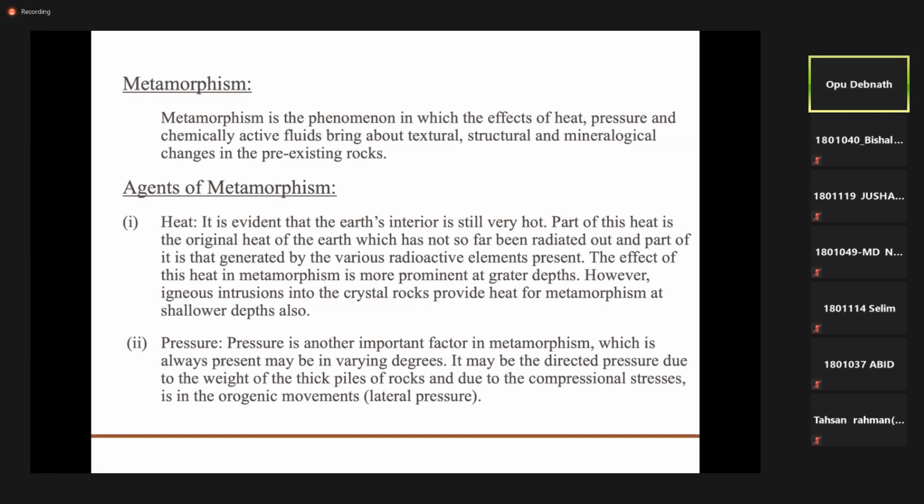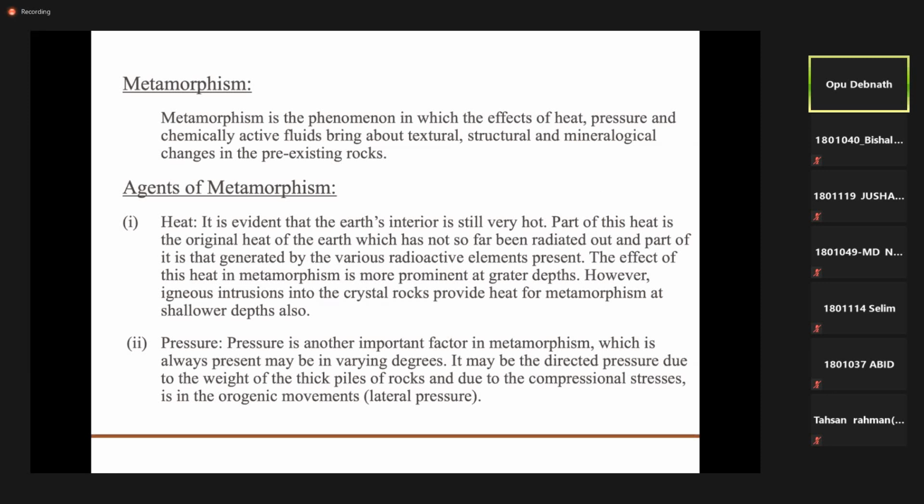So this is evident that the earth's interior, that means the core of the earth, has a higher temperature compared to the outer shell. That means as we move toward the center of the earth, the temperature gradually increases. So the inner portion of the earth is still very hot. So the internal heat actually acts as an agent of metamorphism.